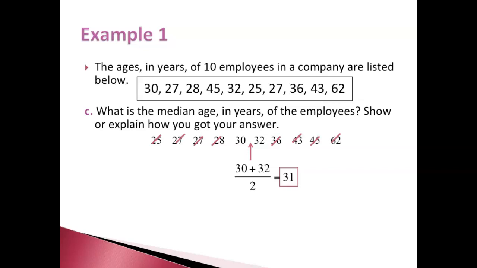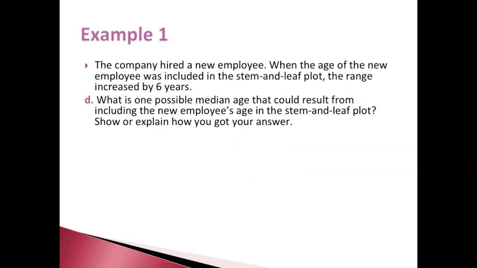All right, next, part D. The company hired a new employee. When the age of the new employee was included in the stem and leaf plot, the range increased by 6 years. What is one possible median age that could result from including the new employee's age in the stem and leaf plot? Show or explain how you got your answer.